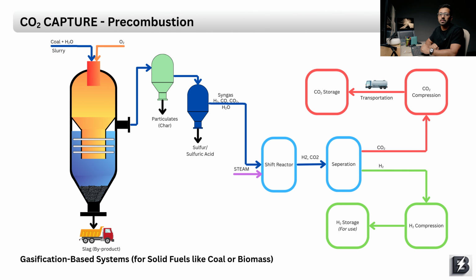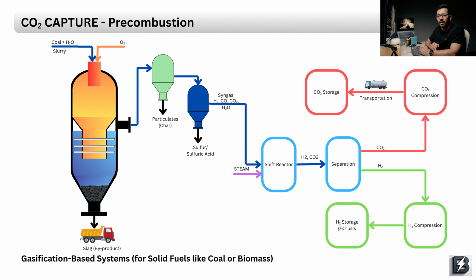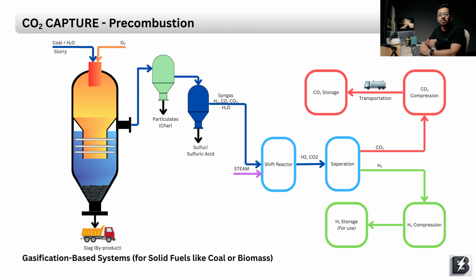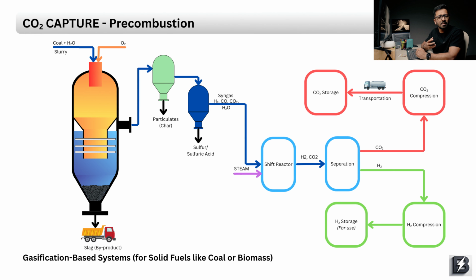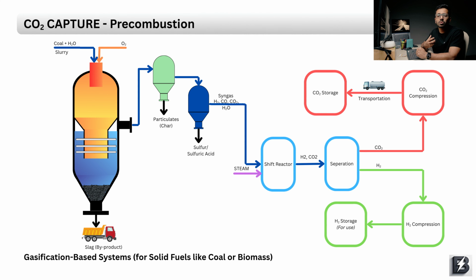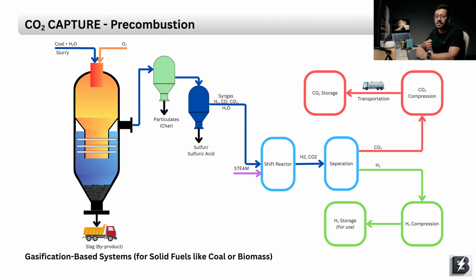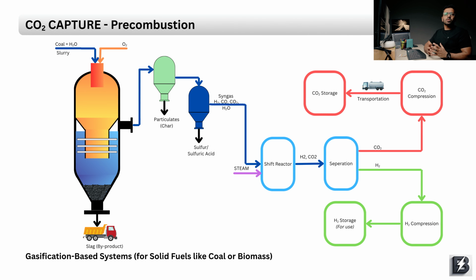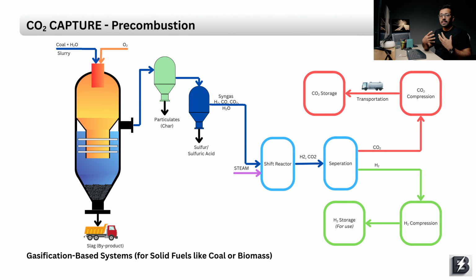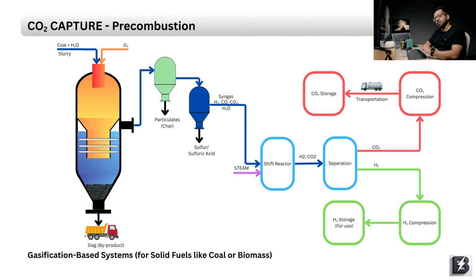Now comes the clever part. The gas passes through a water gas shift reactor where carbon monoxide reacts with steam and turns into more hydrogen and more CO2. This step is crucial because hydrogen production increases while CO2 concentration also goes up, and higher CO2 concentration means easier capture. Special solvents are then used to separate CO2 from hydrogen. The hydrogen becomes a clean fuel, and the CO2 is compressed and stored deep underground.